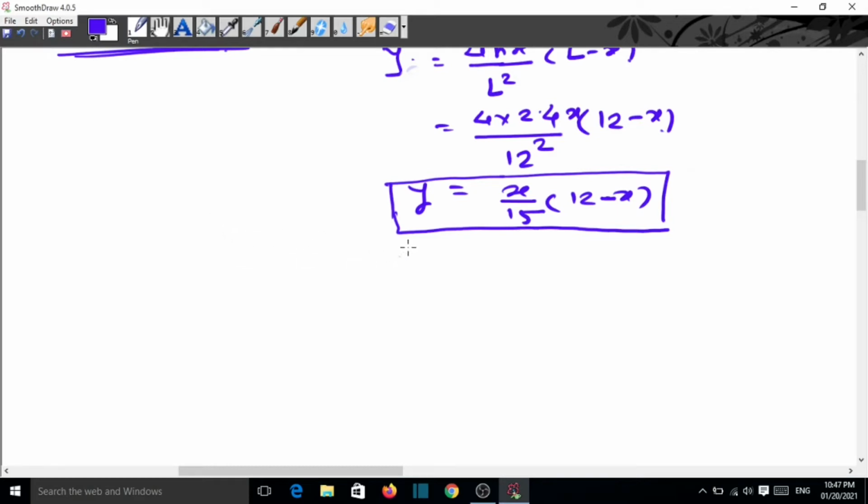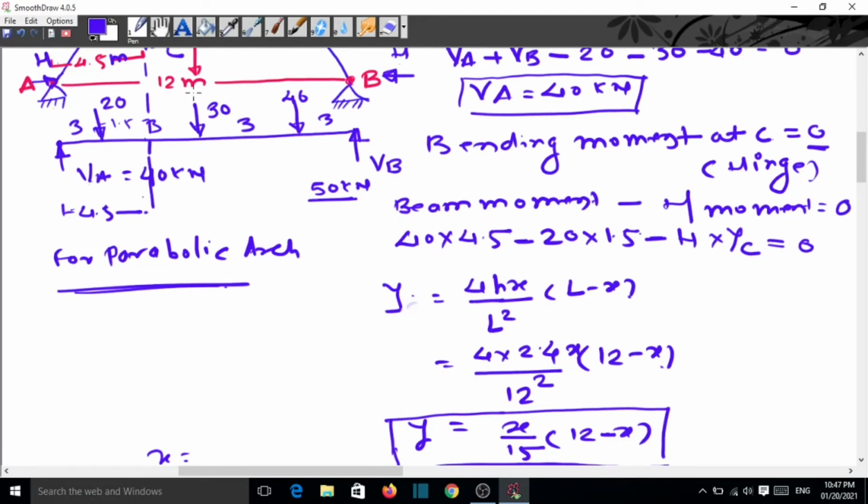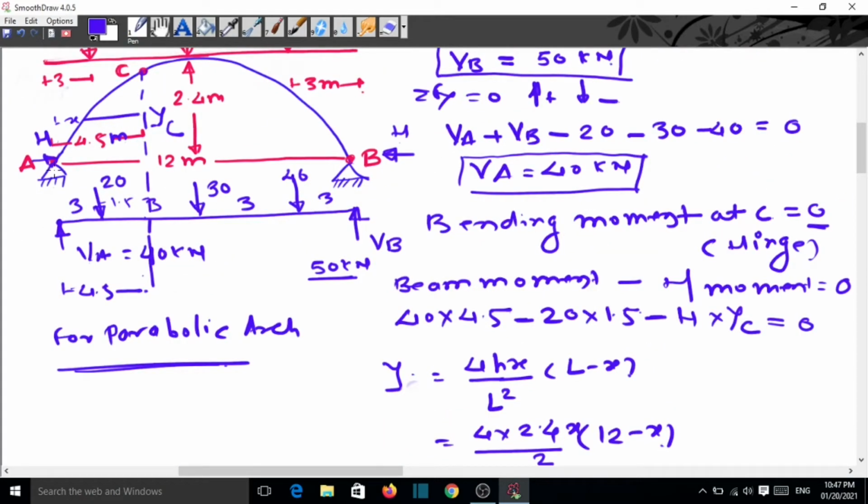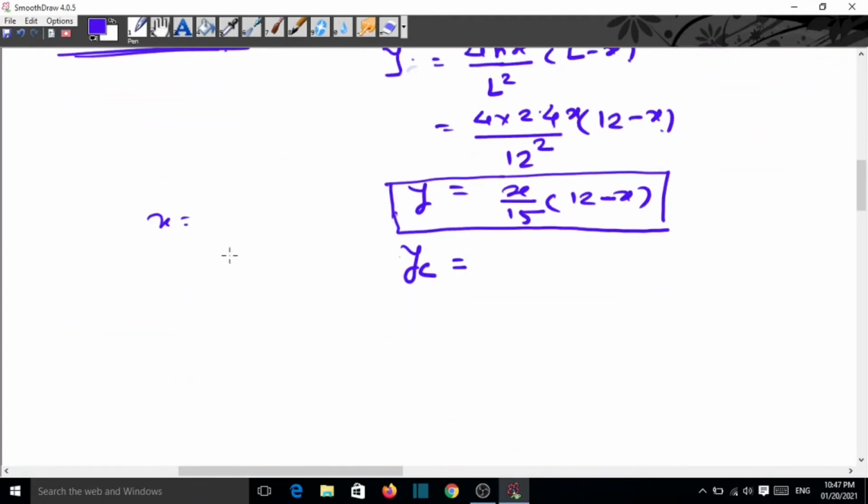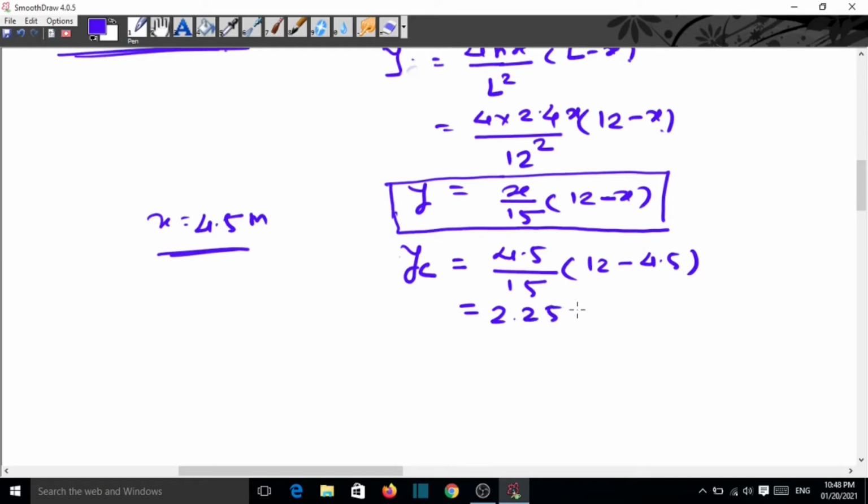So YC is equal to, in our case, X is equal to 4.5, because the hinge is located 4.5 meter from the left hand. So X is equal to 4.5 meter. So 4.5 divided by 15 into 12 minus 4.5, so it is equal to 2.25 meter.